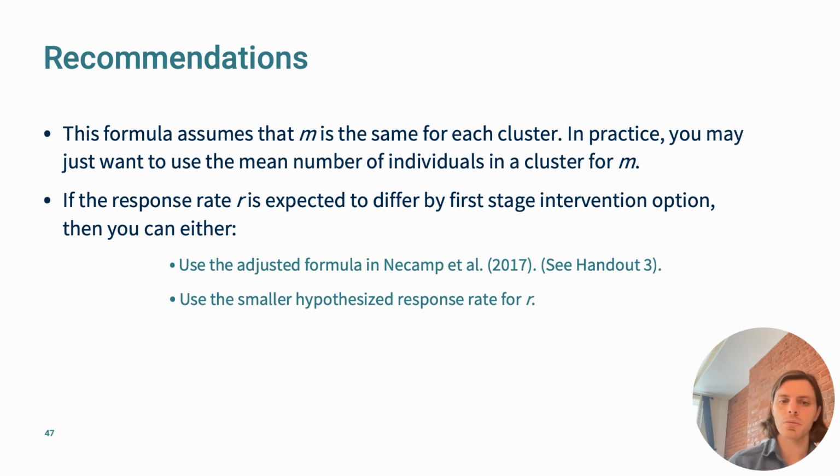The second recommendation: your response rate R might differ by first stage intervention option. And if that's the case, you have two options. You can either use an adjusted formula found in Nahum-Shani et al., which is also in the handout, which I think is handout 3. Or you can just be conservative, which is always a good option, because if you're conservative, you are definitely going to have sufficient sample size to detect the given effect size at the given level of power. So to be conservative, you can just use the smaller hypothesized response rate for R. So if you think R1 is 0.2 and R2 is 0.5, just use 0.2, you'll be conservative, you'll have sufficient power.